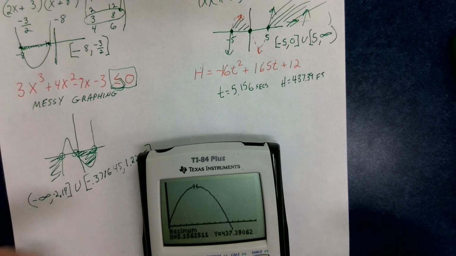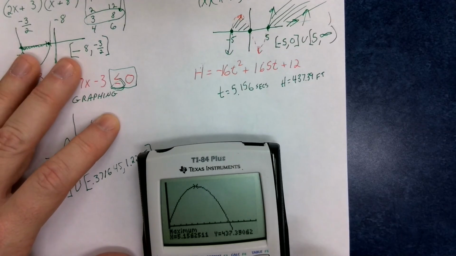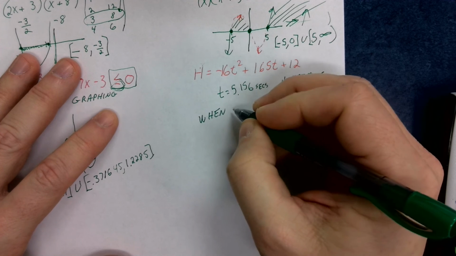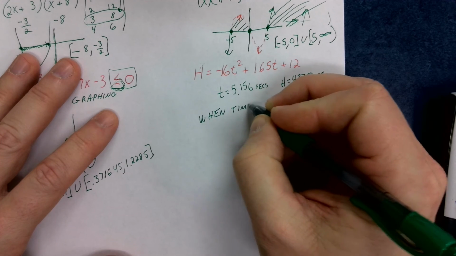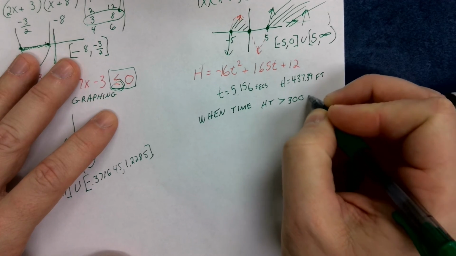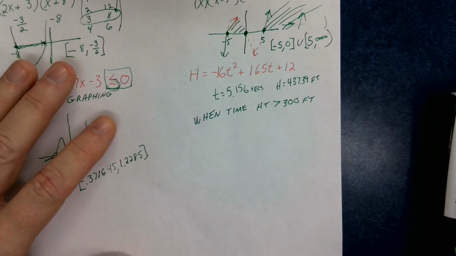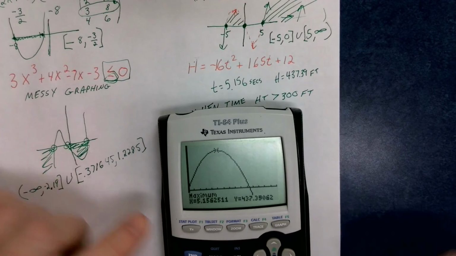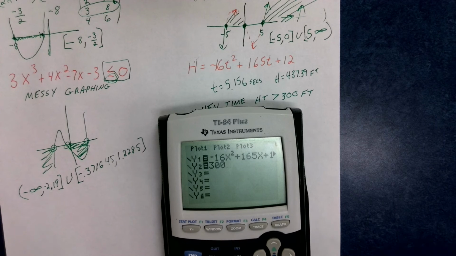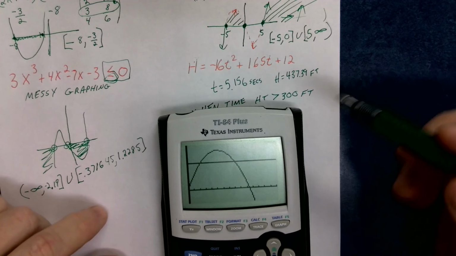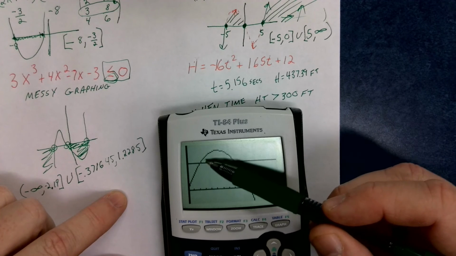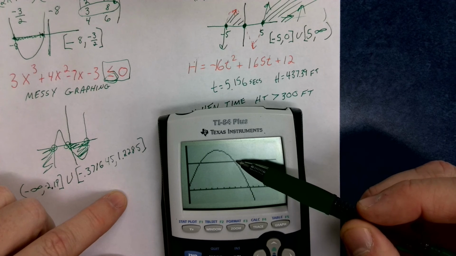So you're like, well, why are we doing this all of a sudden? Well, maybe I want to know when the height is greater than 300 feet. So during what time is the ball 300 feet or higher in the air? Well, I could go to my y equals, go down to here and put in 300, and then hit graph. And you can see that it's higher from this time right here, whatever that x value is, to this time right here, whatever that x value is.